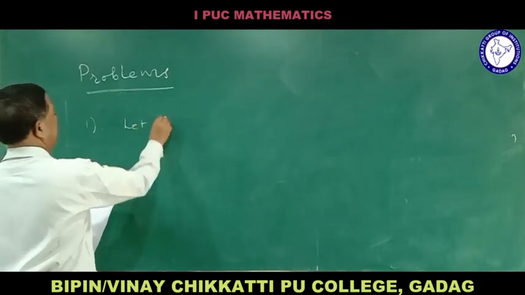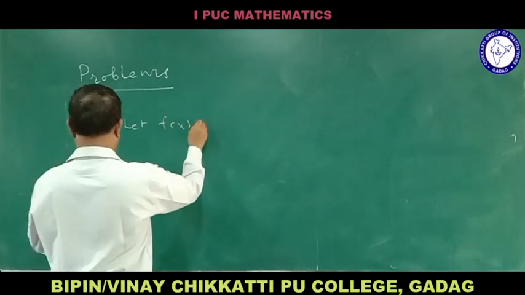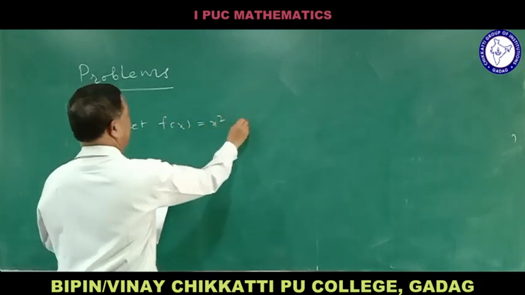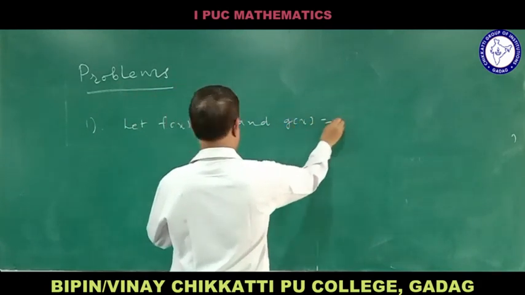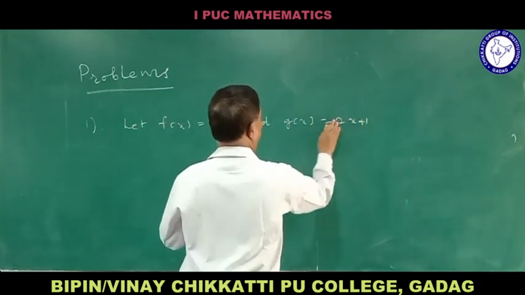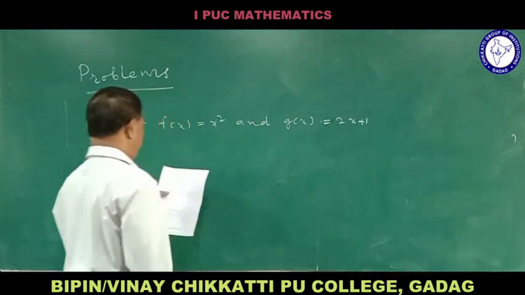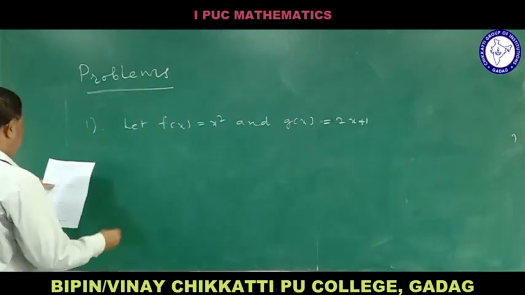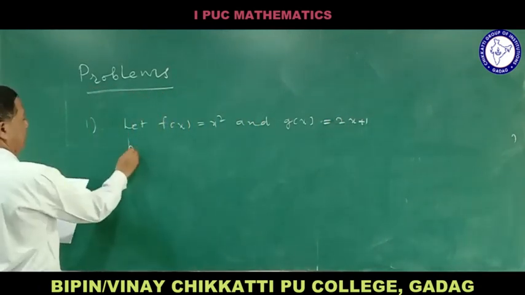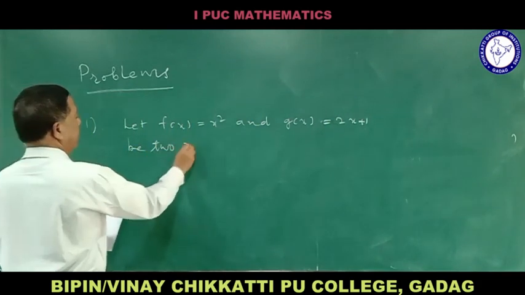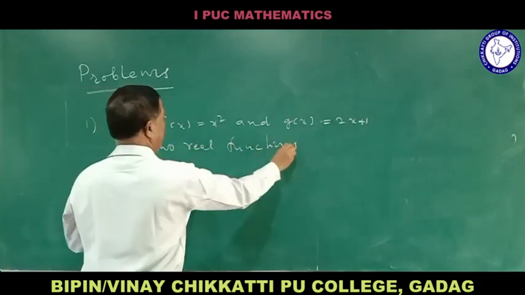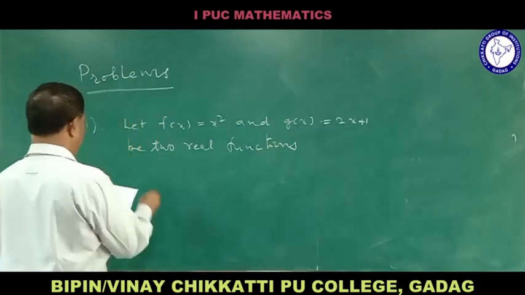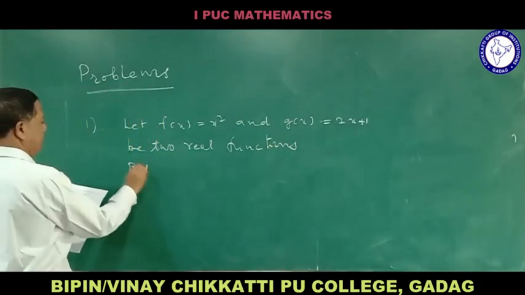Let f of x is equal to x square and g of x is equal to 2x plus 1 be two real functions. So here you have to understand the questions asked here.